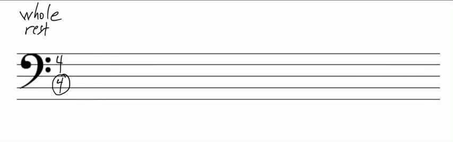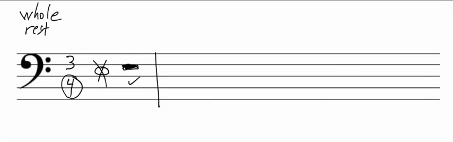Either one of those. Let's say the time signature was 3/4. Well, that means there's 3 beats in a measure and a whole note gets 4 beats. So, if the whole note's getting 4 beats, you cannot have a whole note in a measure of 3/4 because there's only 3 beats in the measure. However, you can have a whole rest. A whole rest in 3/4 gets 3 beats.